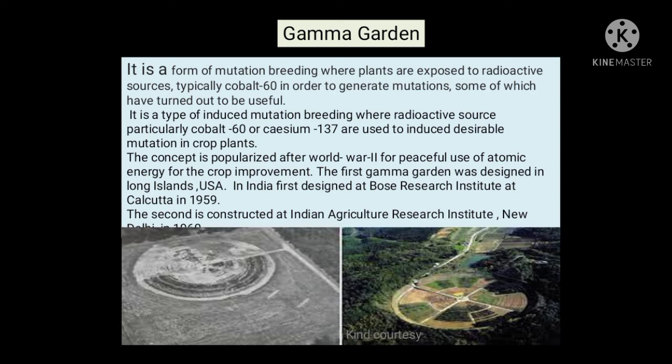The concept was popularized after World War II for the peaceful use of atomic energy for crop improvement. The first gamma garden was designed in Long Island in the USA. In India, the first was designed at Bose Research Institute at Kolkata in 1959. The second was constructed at the Indian Agricultural Research Institute, that is the IARI, New Delhi in 1960.